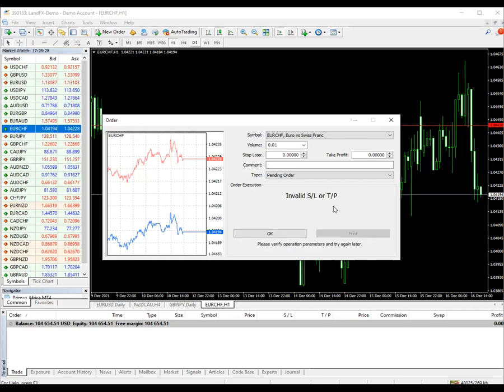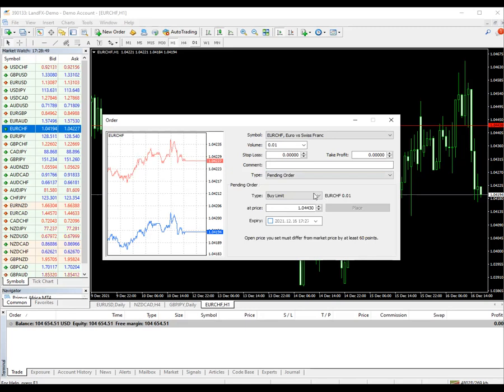You see, they are telling me it's invalid because the price has already come down below this price. If I'm saying that when price gets to this level, it will go up, already price is below that price. So it will be invalid. So if you choose a wrong pending order, you will get the same instruction. They will tell you your order is invalid.